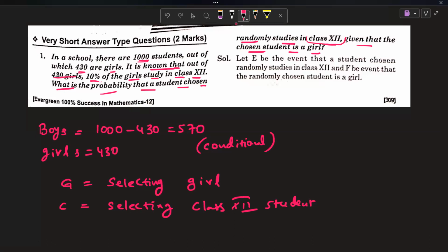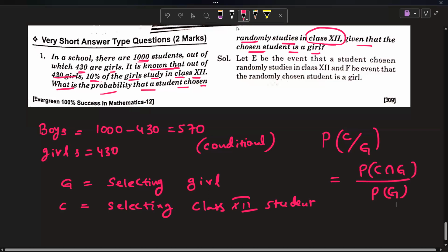What kind of probability did we need? Class 12 student probability we needed. That will be the numerator. So we need class 12 student, given that it is a girl child. So P of C by G we have to calculate. What is given? After 'given that', that should be in the denominator place. G will be in the denominator and C will be in the numerator. So P of C intersection G divided by P of G.